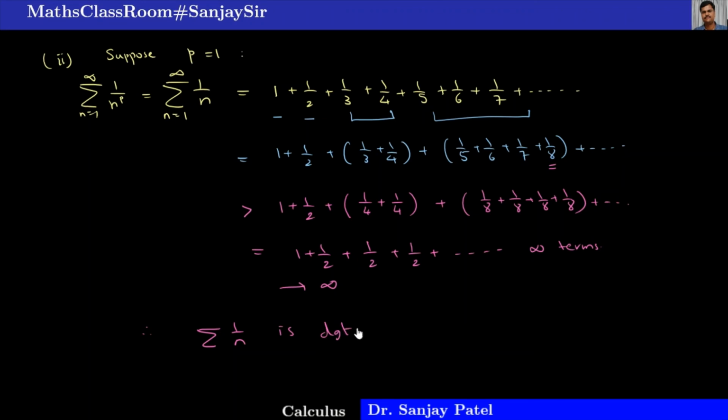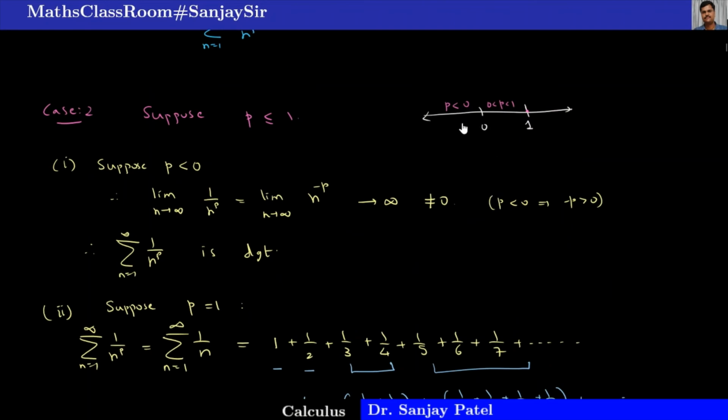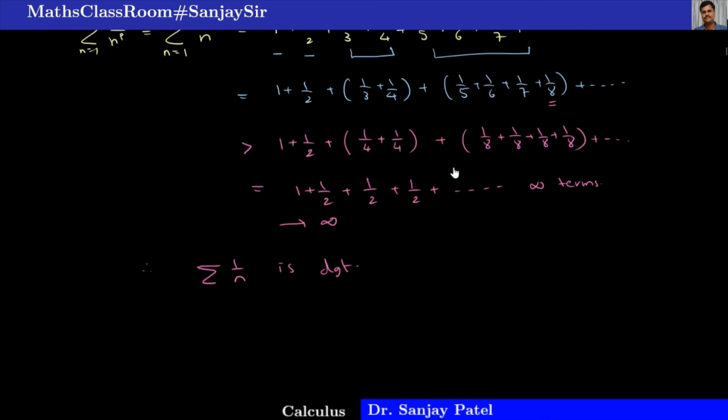So what we have proved is, for the case p is equal to 1, the series sigma 1 upon n raised to p, that is sigma 1 upon n, is divergent. So among these cases, p less than 0 and p is equal to 1 is proved. For p equal to 0, it is also obvious. So case 3, for p is equal to 0, it is very, very simple.